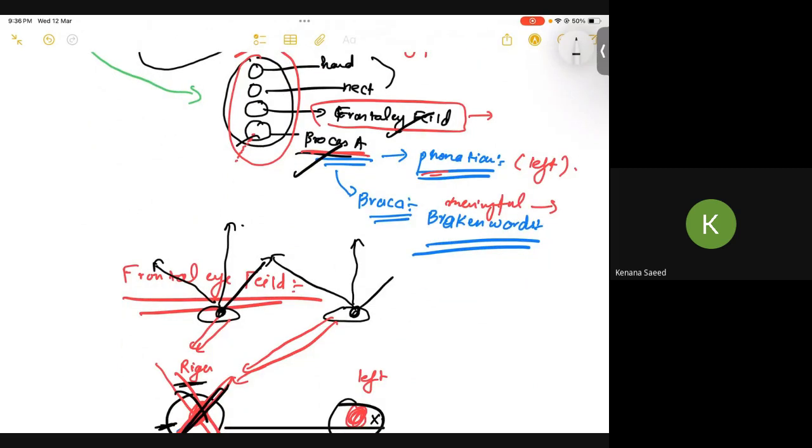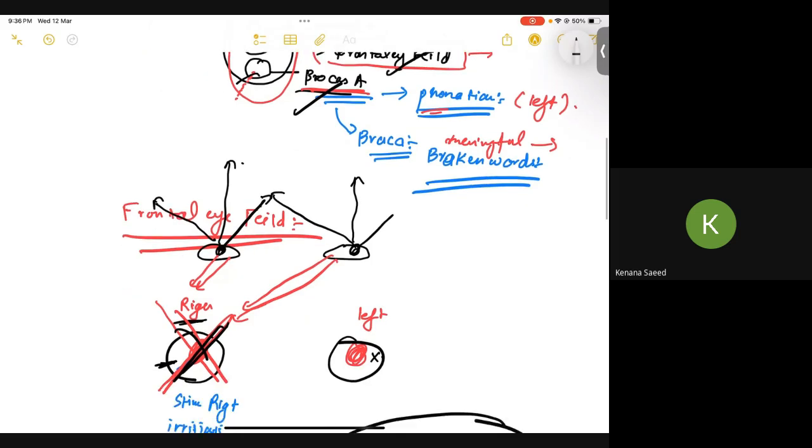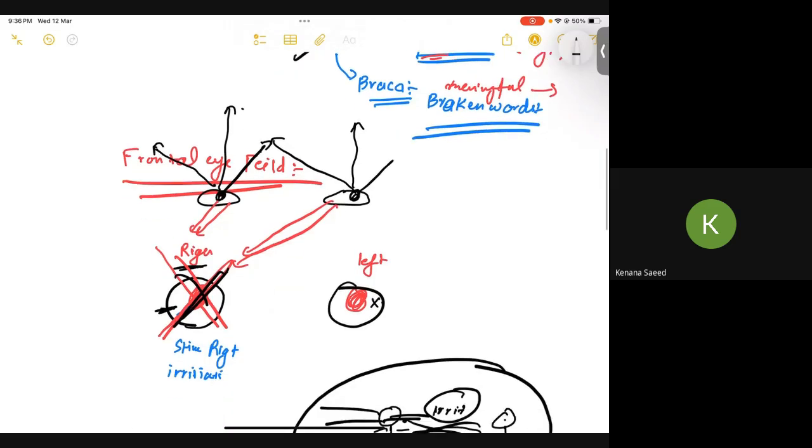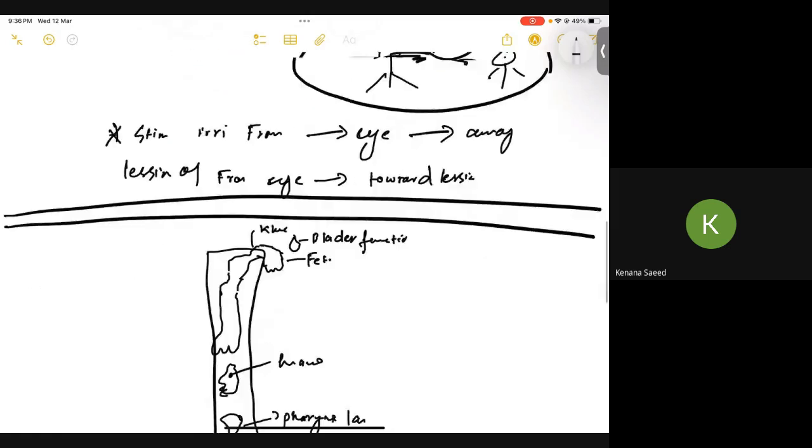Okay. Then we discuss Broca's area. If we have problems or lesion of Broca's area, the person cannot speak, although his words would make sense, right? With broken words. Broca's for broken words. Then we discuss frontal eye field. If you stimulate or irritate the right, eyes would look contralaterally towards the left. But if you lesion it, eyes would look towards the lesion, right? Is that clear? Yes.